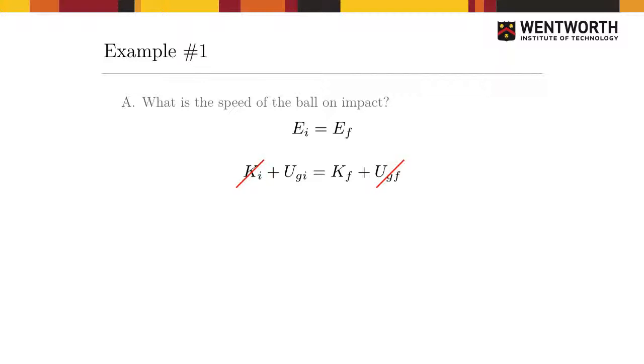Likewise, the final position of the ball is on the ground, so the final gravitational potential energy must also be zero. Therefore, all of the gravitational potential energy the ball started with gets converted into kinetic energy at the bottom of the fall.